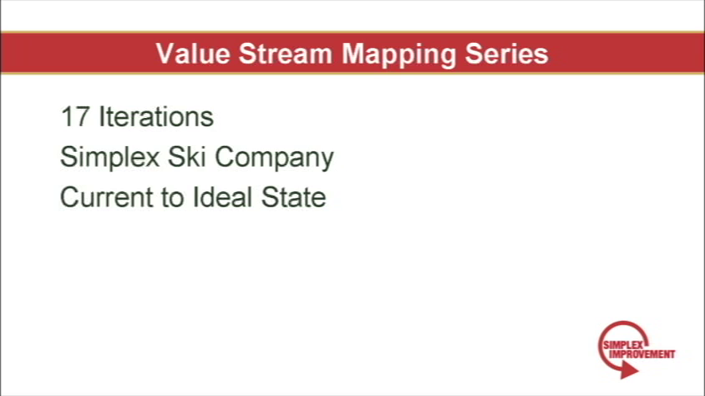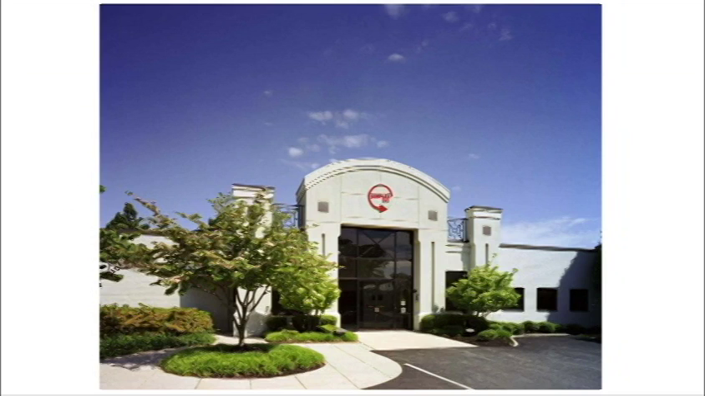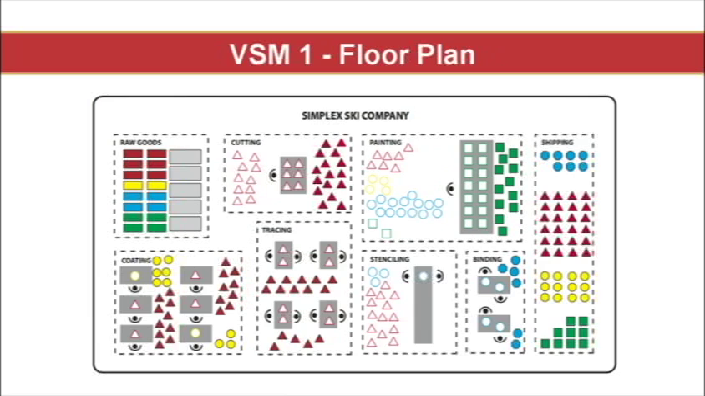So here's our VSM example. Now, I'll give you fair warning, there are 17 iterations, so this section is kind of long. The CEO of Simplex Ski Company read a book on value stream mapping and decided to bring me in to help them map their value streams and to create true change in their organization. He takes me for a tour of the shop floor, and this is what I see on day one.